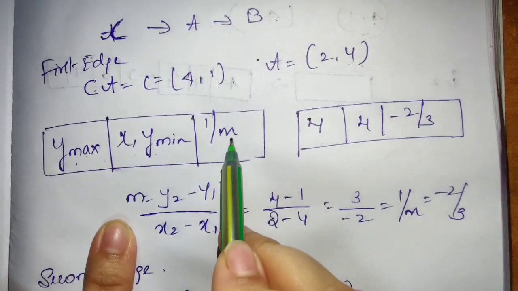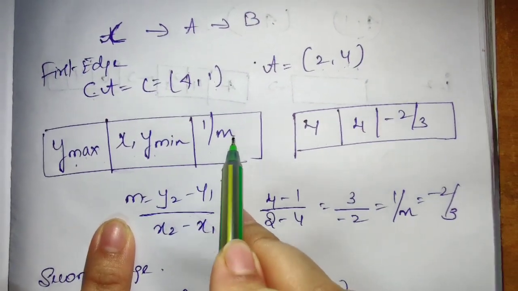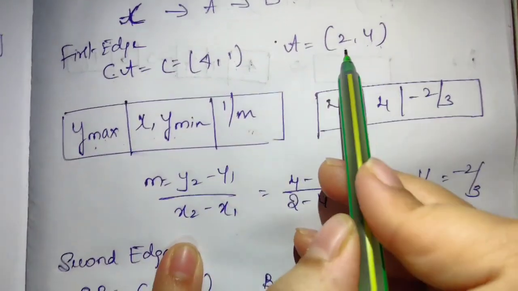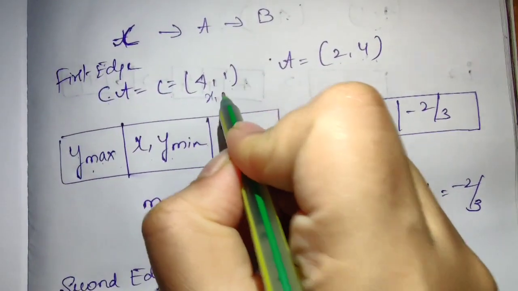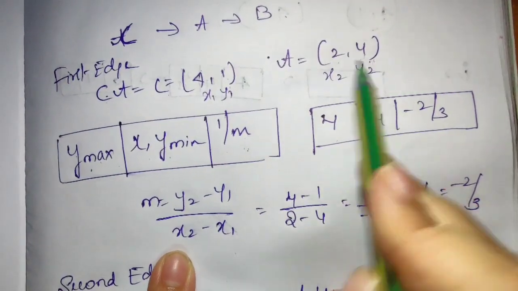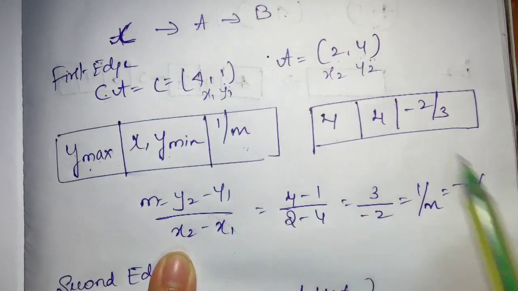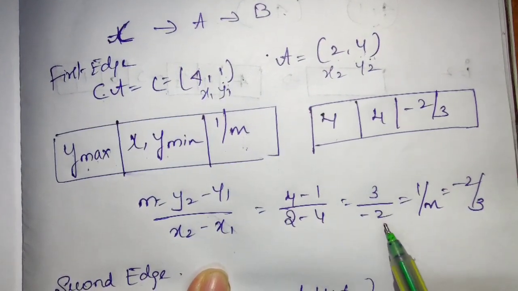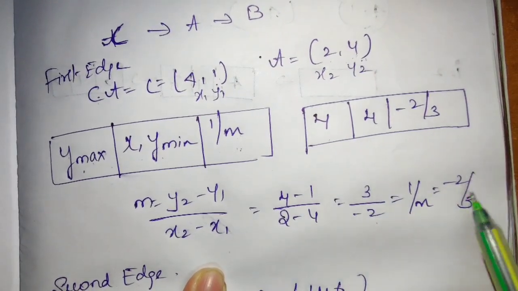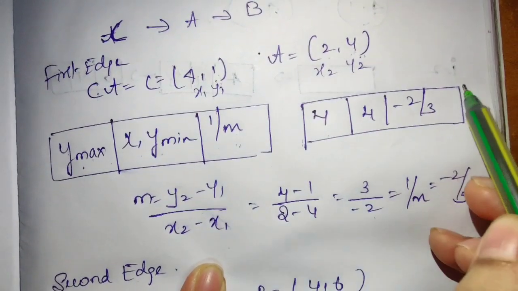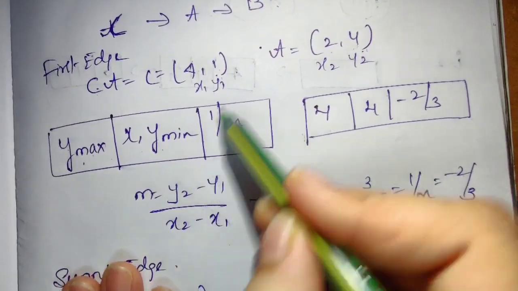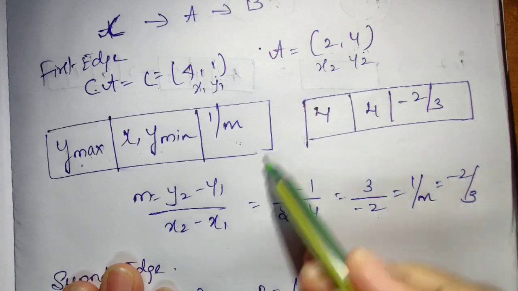So m means what? Slope. The slope formula is y2 minus y1 divided by x2 minus x1, where the points are x1, y1 and x2, y2. The final value is 3 divided by minus 2. So 1 divided by m means the inverse, so minus 2 by 3. So we are getting one block over here. That's it. In this way we are going to calculate the global edge table.